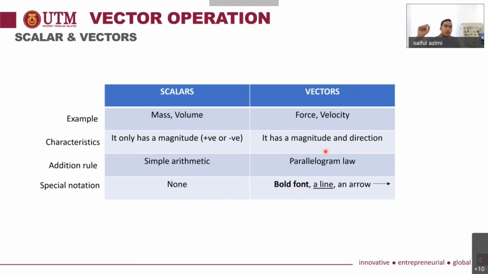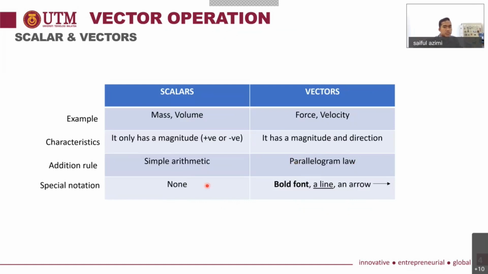For scalars, the addition rule is simple arithmetic. It's just 1 plus 1, 2 plus 2. You don't have to use any other law. But for vectors, we have the parallelogram law, the rectangular, and the Cartesian addition rule, or any other rules.